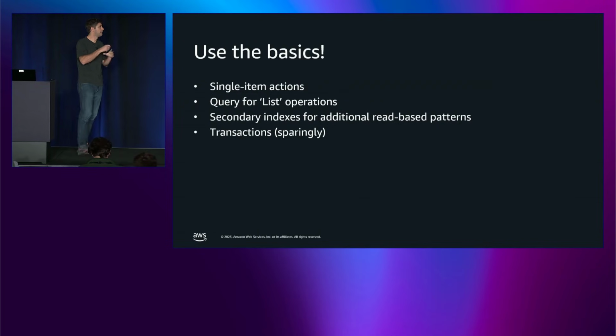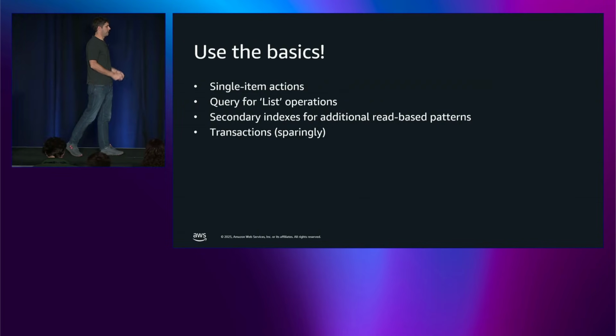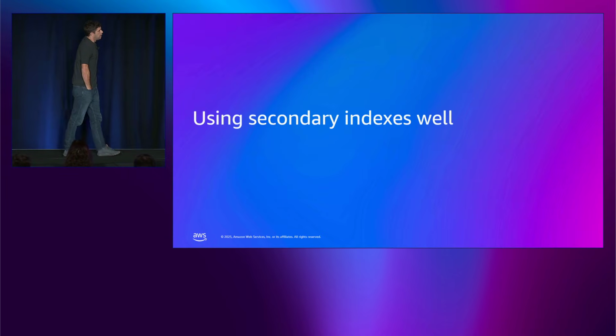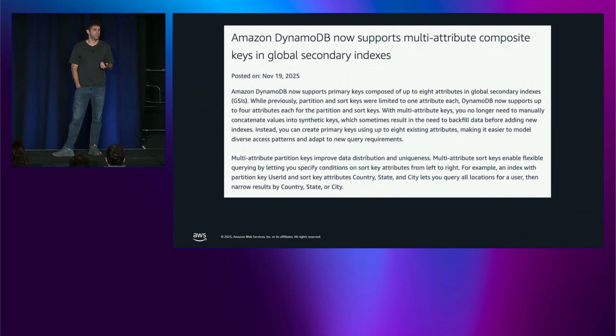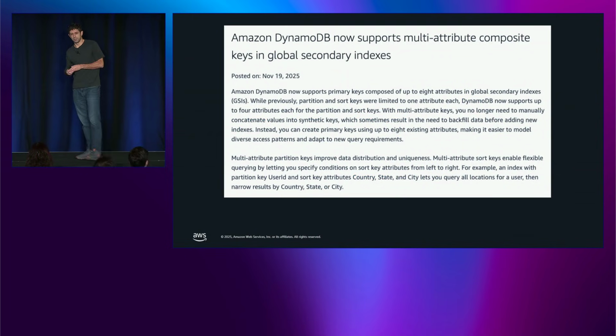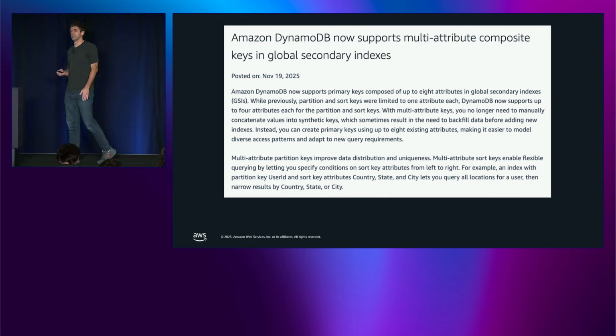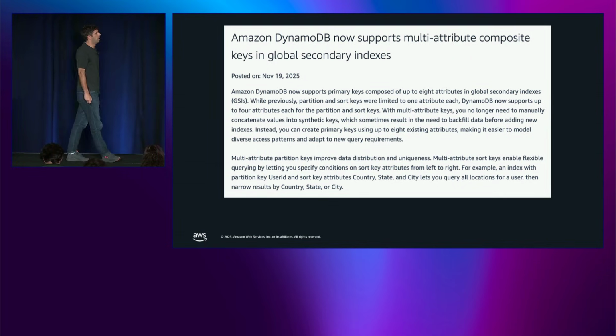All right, so that gets us out of sort of background, conceptual type stuff. Let's go apply it somewhere. And I want to start off talking about secondary indexes. The reason I want to talk about this is because there was a huge release just 2 weeks ago about how Dynamo now supports multi-attribute composite keys for your GSIs. This is a huge release. I think this will simplify a lot of things for people.